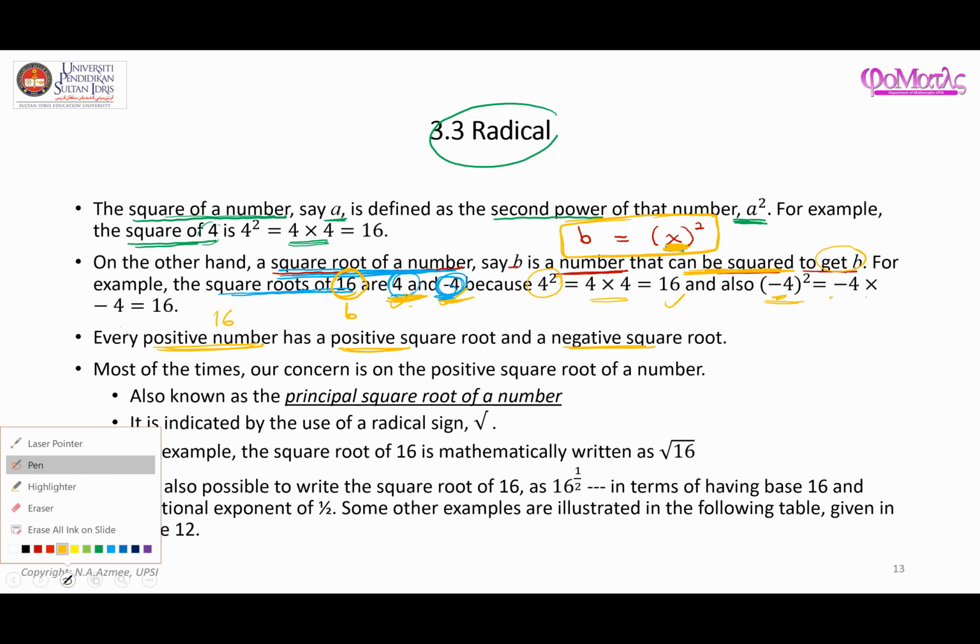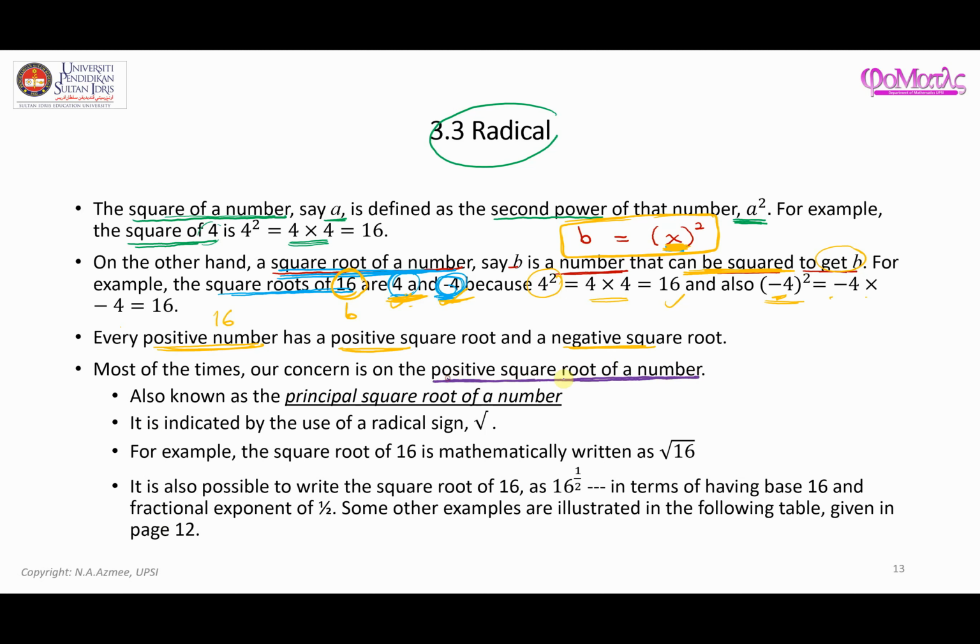Alright, so the next idea is most of the time we are always interested in the positive square root of a number. We are interested in just the positive square root of a number, and because of that, we indicate our interest by using this radical sign. Okay, and positive square root of a number is also known as principal square root of a number. So we're just concerned with the positive square root of a number.